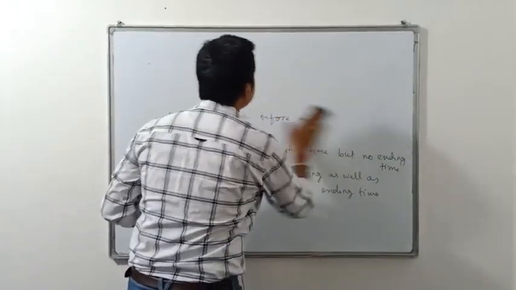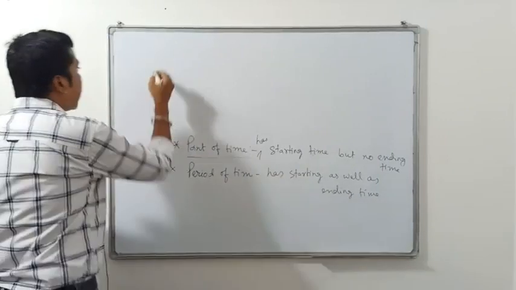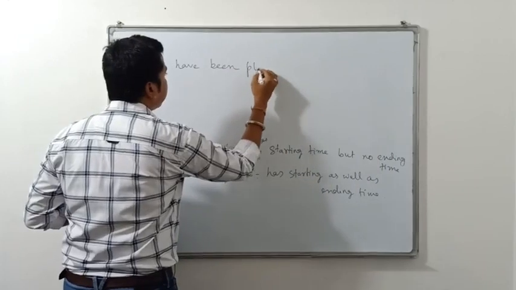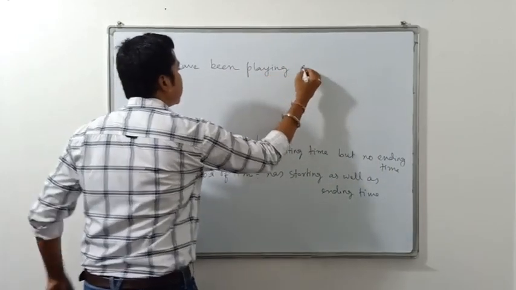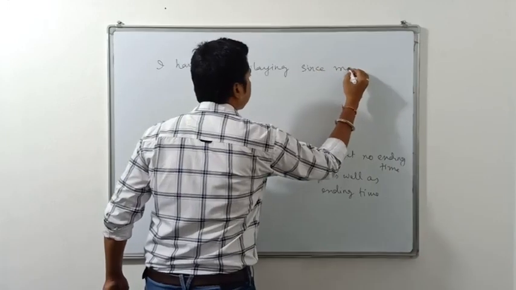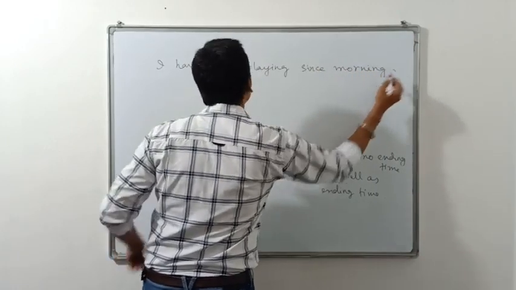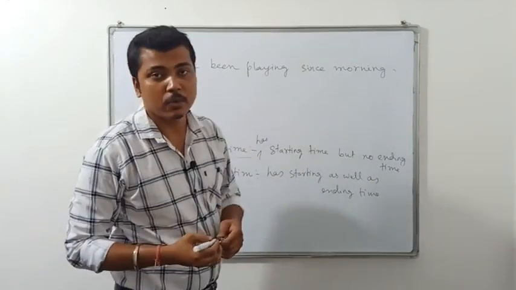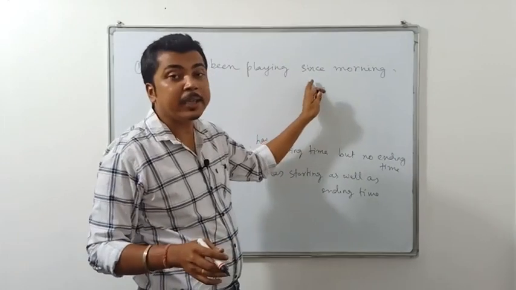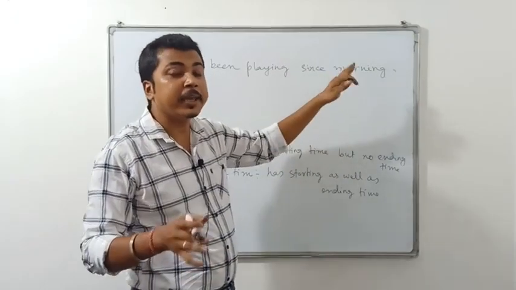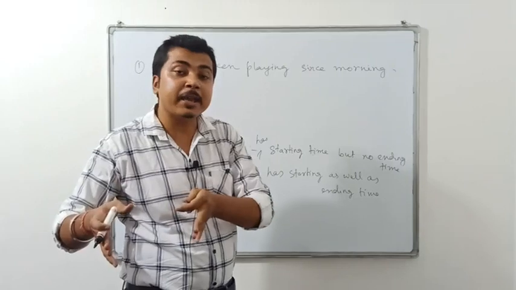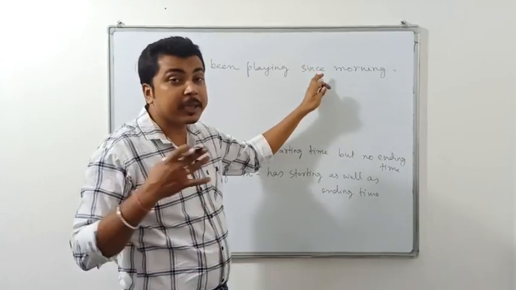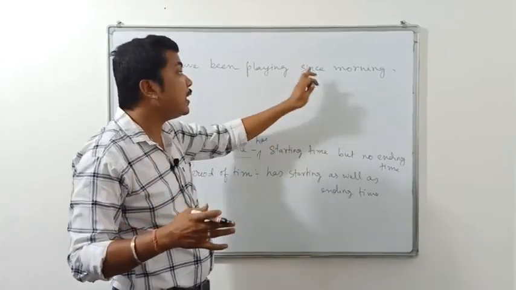First example is: I have been playing since morning. If I tell I have been playing since morning, it means मैं सुबह से खेल रहा हूँ. I started playing in the morning. Up to how much time I played, we cannot identify from this sentence, isn't it? मैं कितना समय खेला, we cannot identify this thing in this sentence.